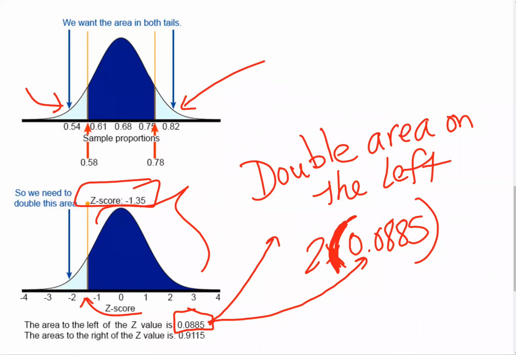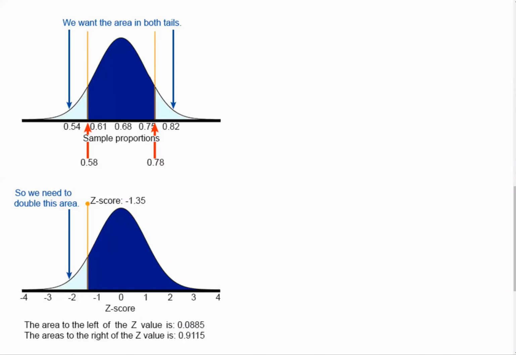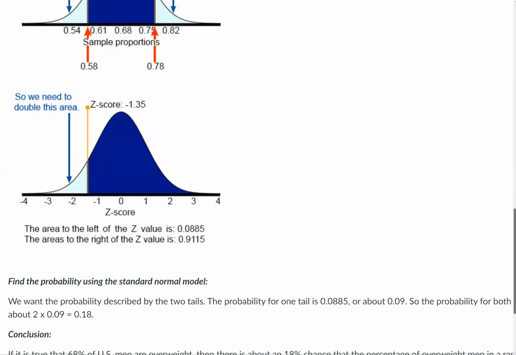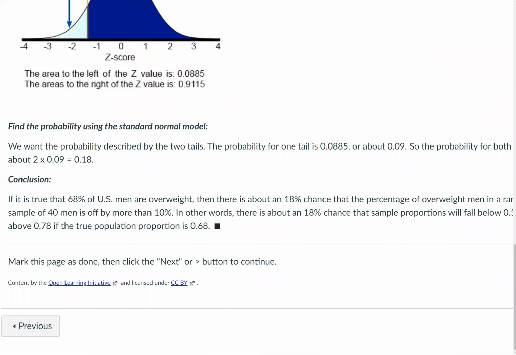I'm going to scroll down. Let's see. Clear this. Scroll down and see what we get here. Okay, looks good. So they rounded this 0.0885. I'll just say it's 0.09. It's about that. Double that. Okay, 0.18. Now our conclusion, finally.